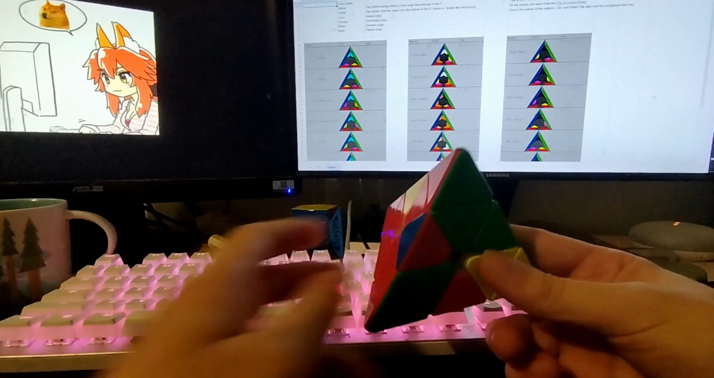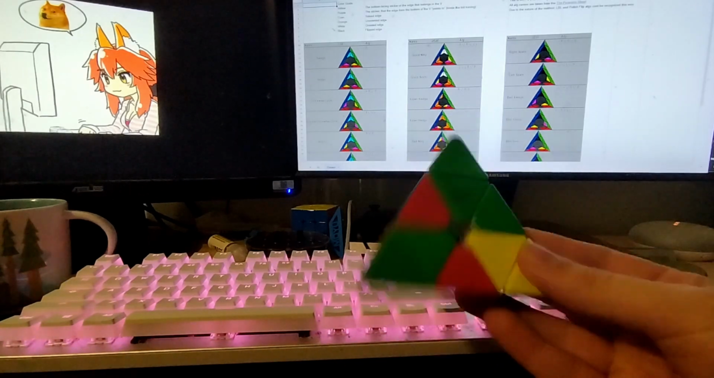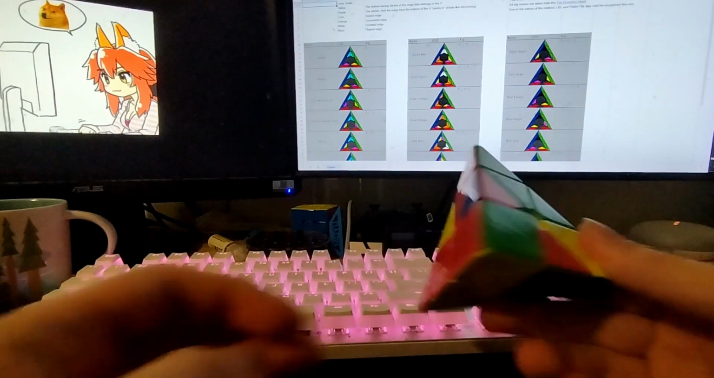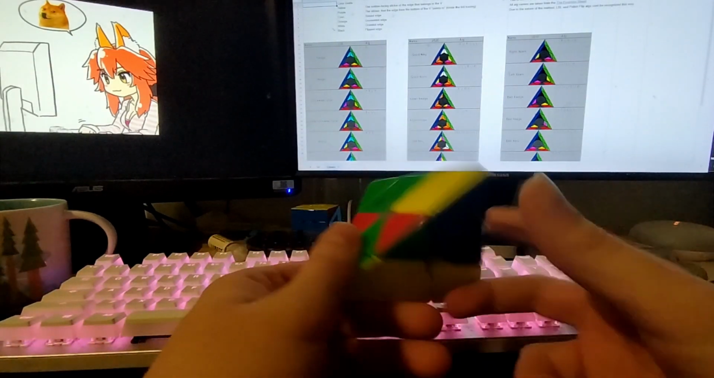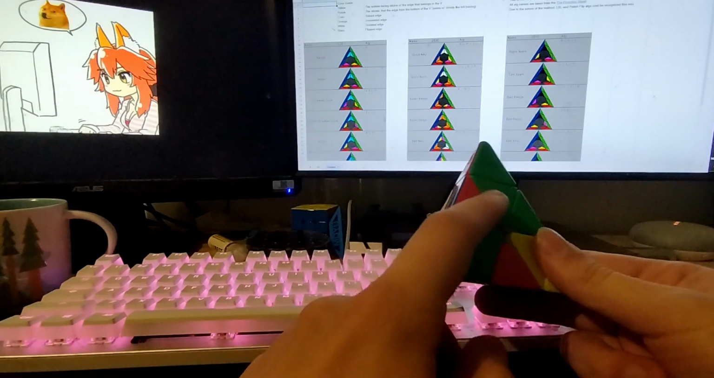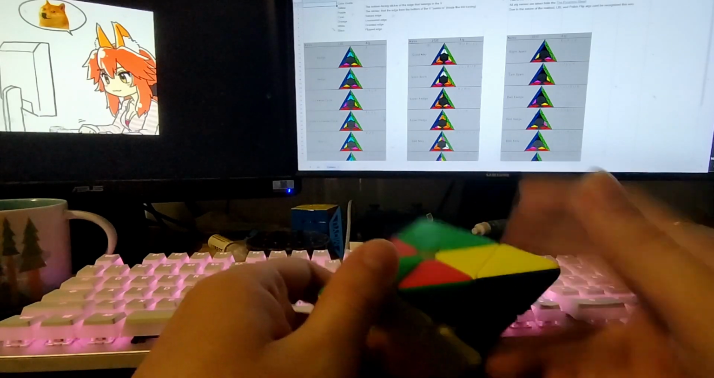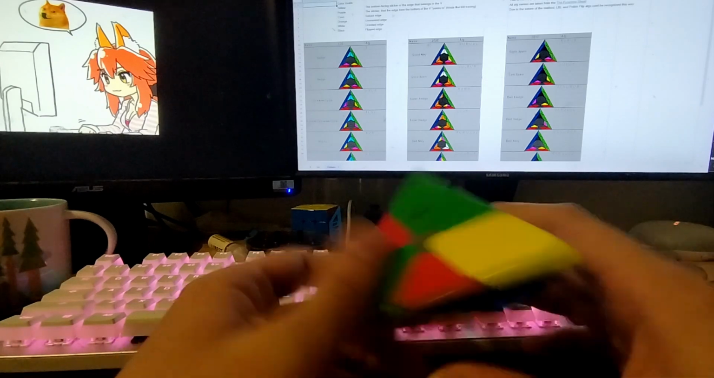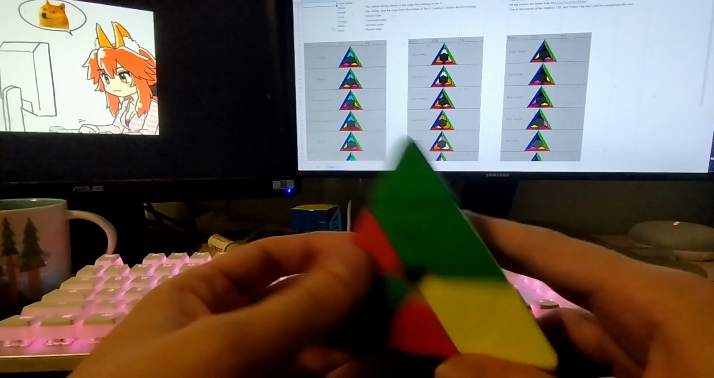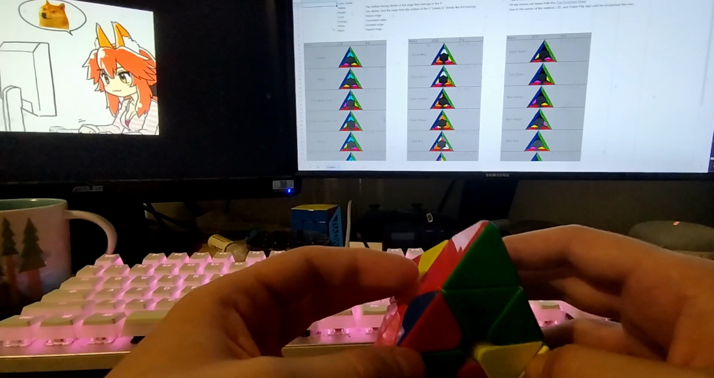Okay, so now we're gonna do an example recognition of pseudo. So this is pseudo by, we will need to do an R prime at the end. But I guess this is pseudo by R, I'm not sure how to call it. But yeah, so let's take a look. Take a look at this edge. And it goes here. And as we can clearly see, this is not the edge that should be here. This is not the yellow-blue edge. So we know that it's a 3E case, right?